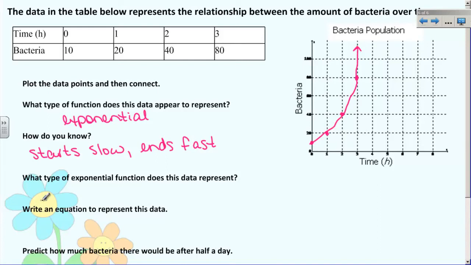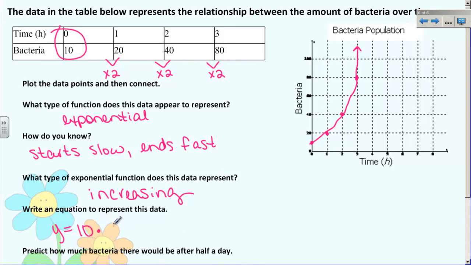Where it asks what type of exponential function it represents, they're asking is it increasing or decreasing? Well, look at your picture. This one is increasing. So it is an increasing exponential function because the numbers are going up. We're going to write an equation to represent this data. First thing I've got to figure out is my change. 10 to 20 is times 2. 20 to 40 is times 2. And 40 to 80 is times 2. So my constant factor is going to be times 2. And then this is my y-intercept. So I've got to start with my 10 times 2 to the x power. There is my function.